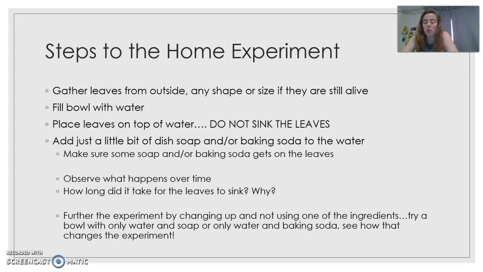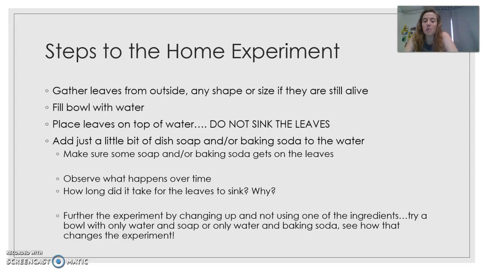Have your kids predict why this is happening. Okay? I'm going to tell you why. What happens is the leaf fills up with so much water from the photosynthesis process that its density goes up and it gets so dense that it just sinks eventually. Okay? So enjoy this experiment at home.